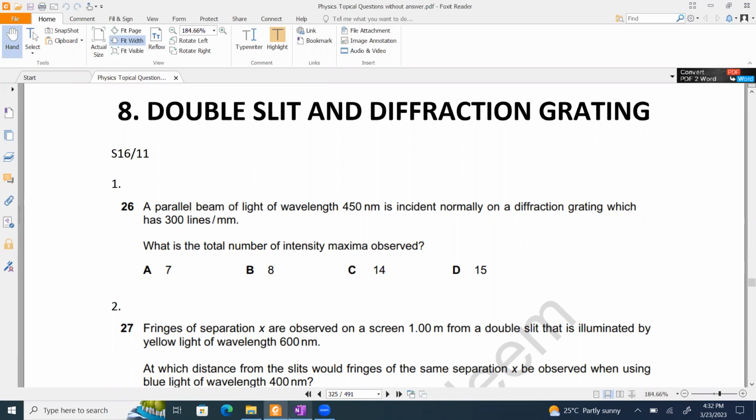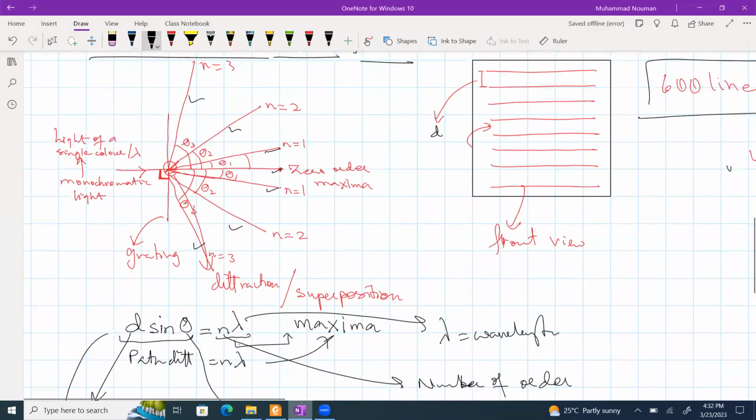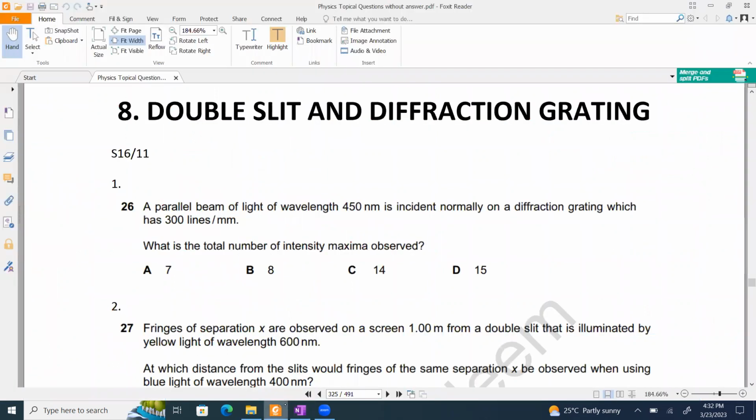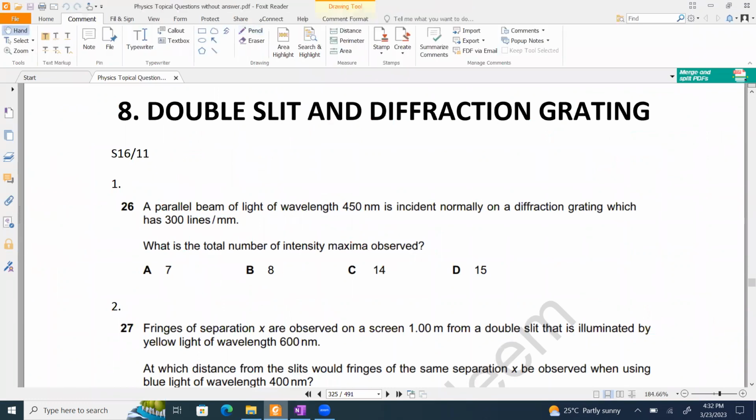What they mean is, just like in this diagram, they are talking about all of these maxima. So how are we going to find it? I'm going to explain it to you by using the formula. First of all, we are supposed to see this as the wavelength, in nanometers. And by using this data, 300 lines per millimeter, we can find out the value of D, right?